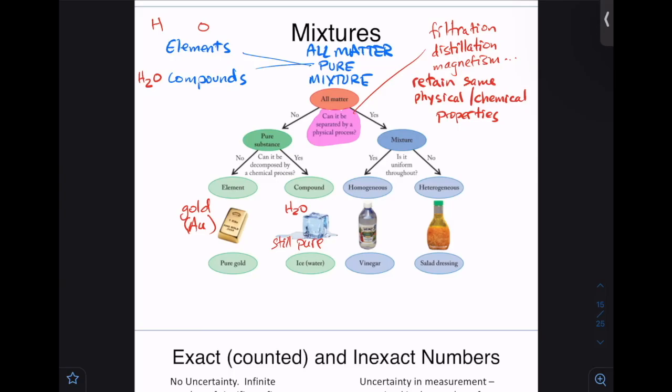Now, if you find that you do have a mixture, there's two kinds. There's homogeneous and there's heterogeneous mixtures. Homo is the same, and hetero is different. And in this case, by same, what we mean is that you can't see any difference.